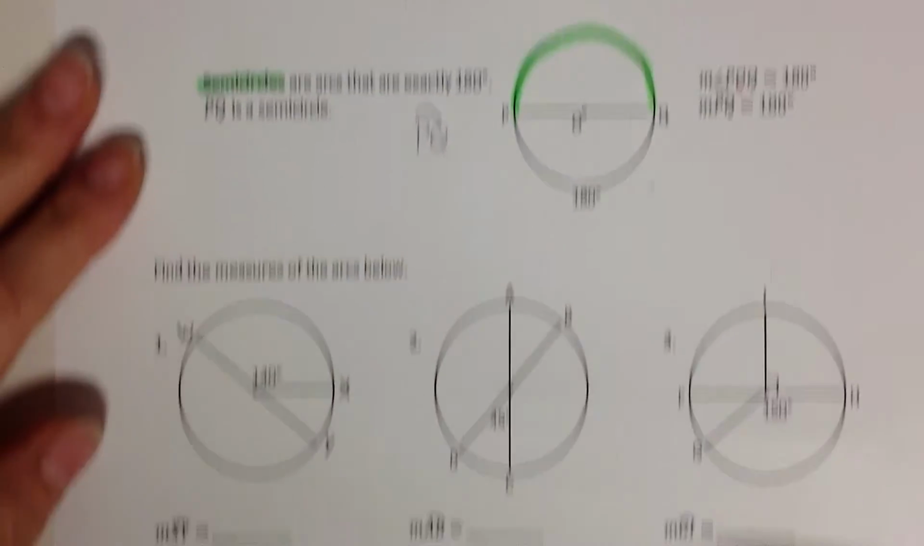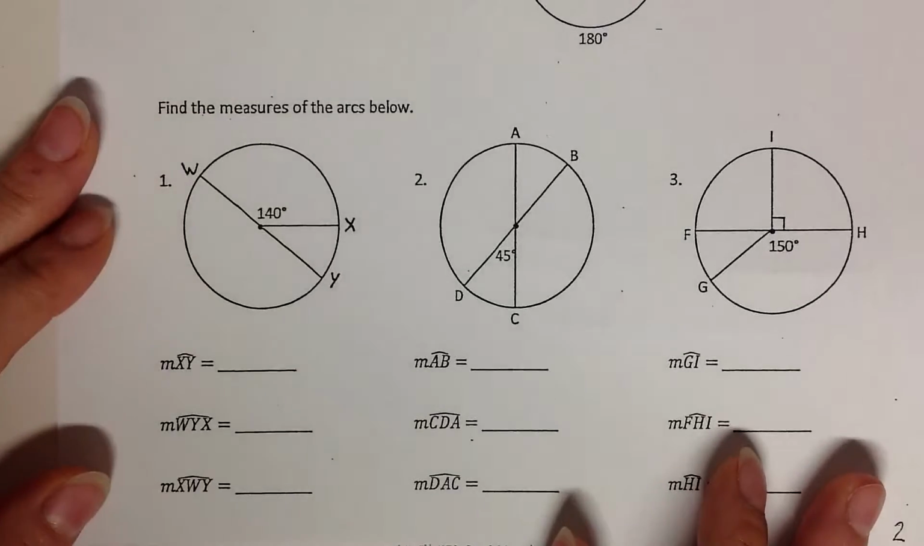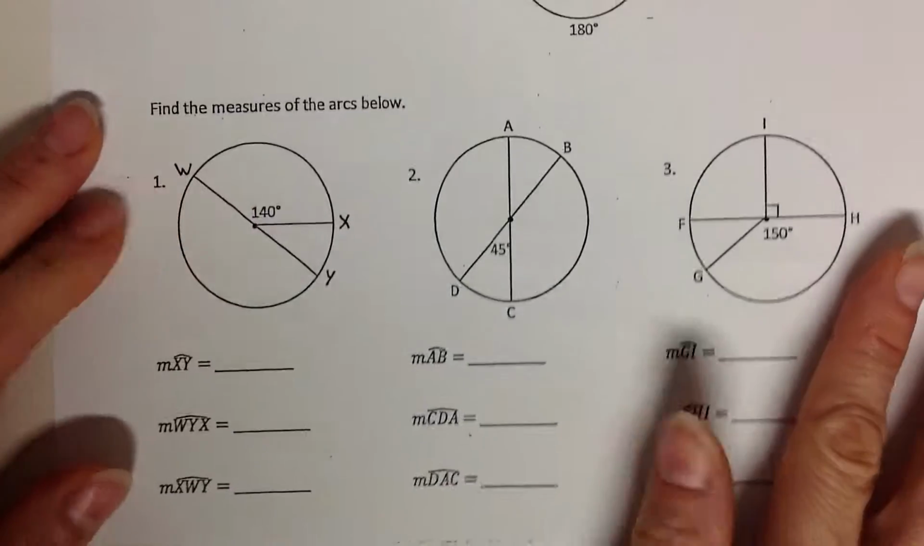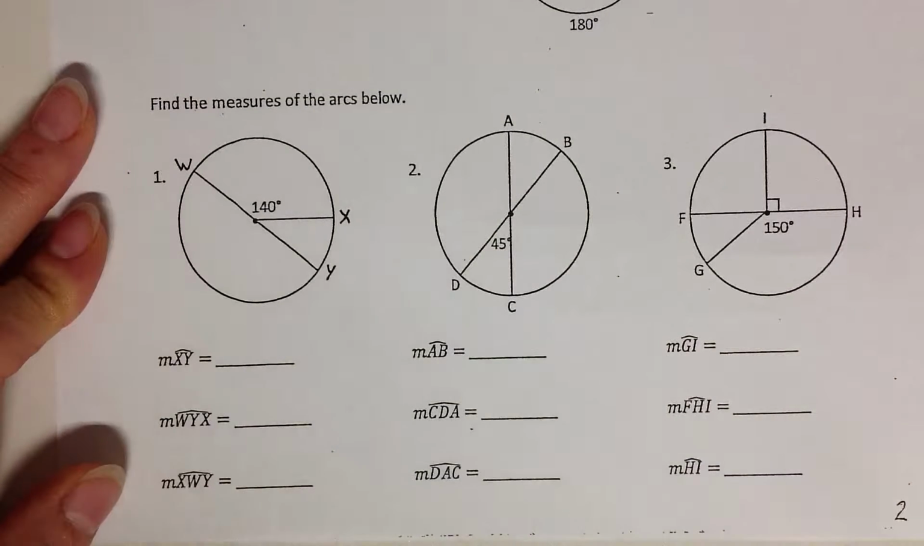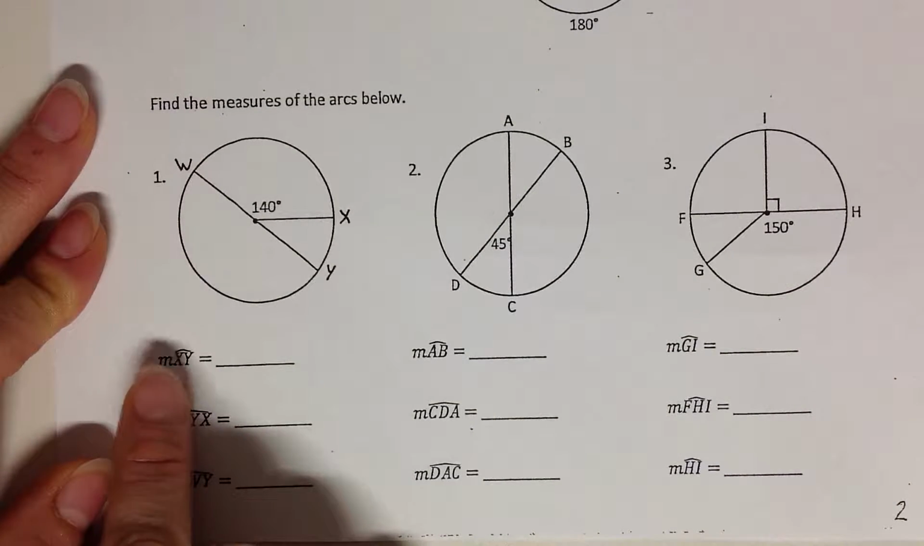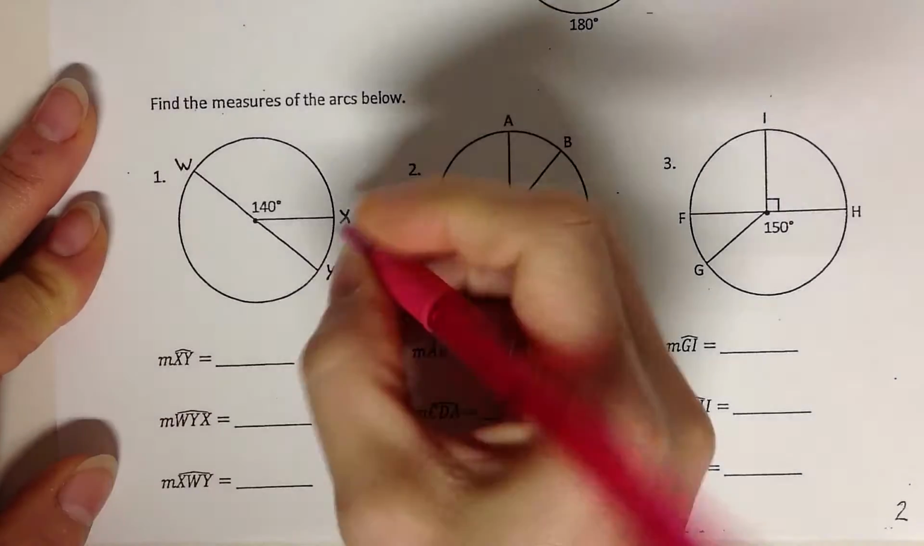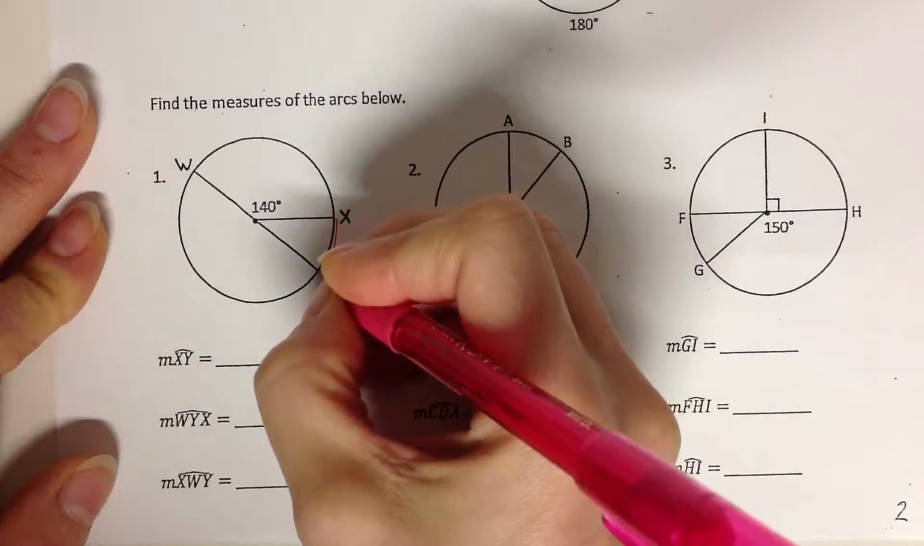So let's do one of these together. I'm not that concerned with vocabulary. I really want you to find the measurements. The measurement, so just like an angle measurement, you've got the little M in front. This is saying the measurement of arc XY. So let's see, shortest distance XY. That's what they want.